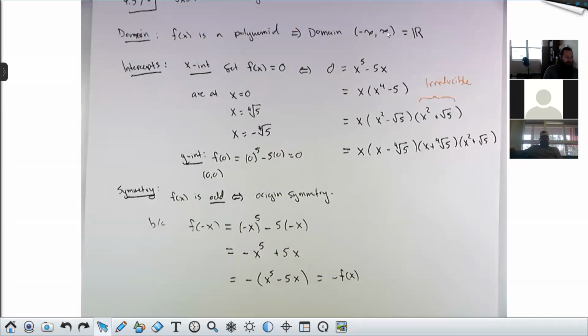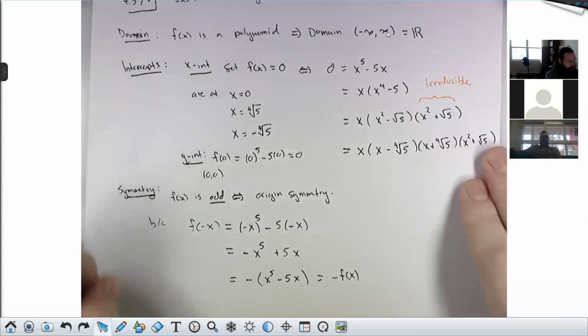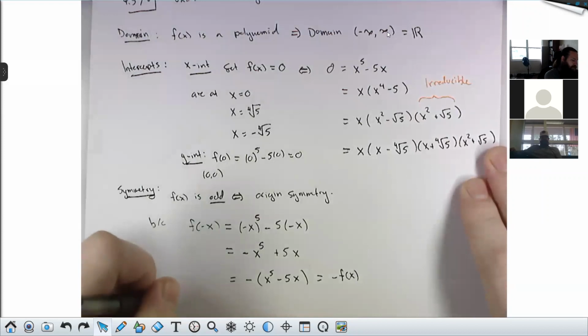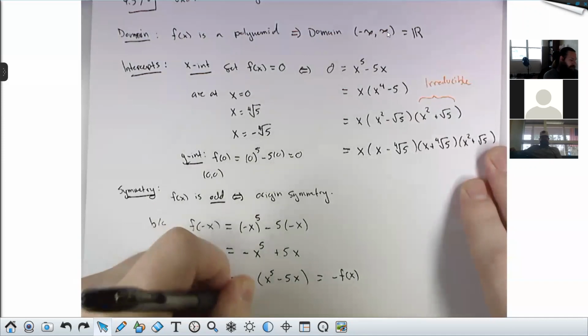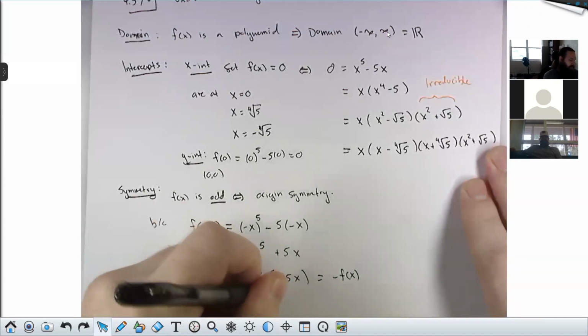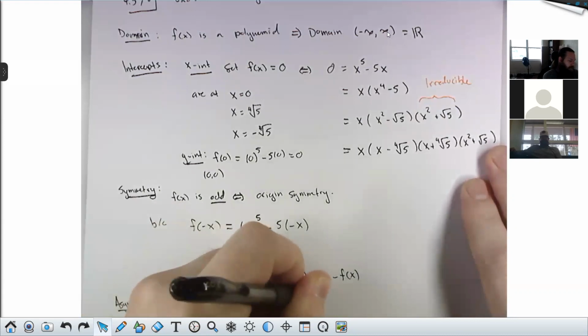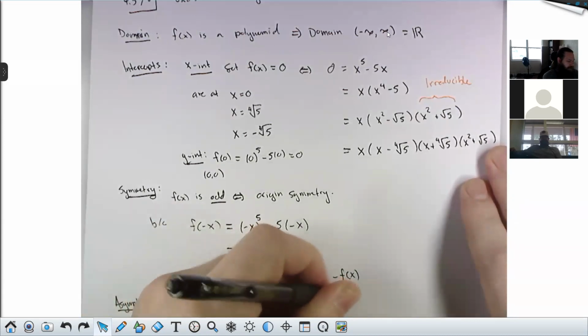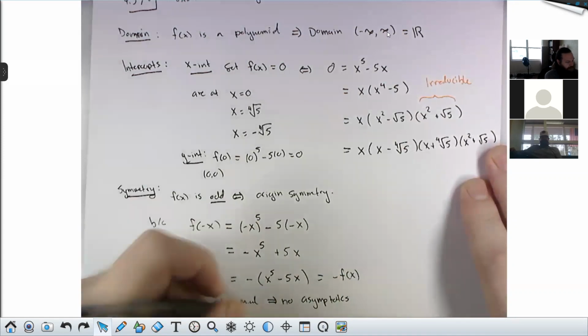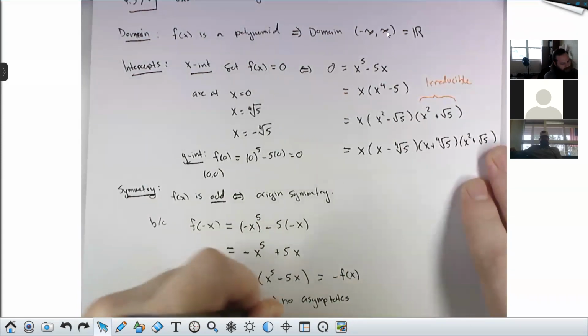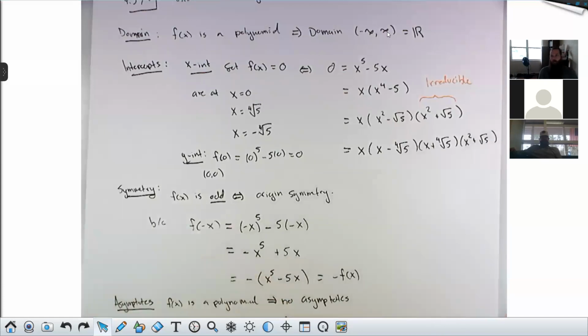We want to look for asymptotes. It's a polynomial, so there are no asymptotes. Polynomials don't have asymptotes. But it is worthwhile to note the end behavior. Like as x goes to negative infinity, is this guy going to point up on the left or down on the left? Is he going to point up on the right or down on the right?